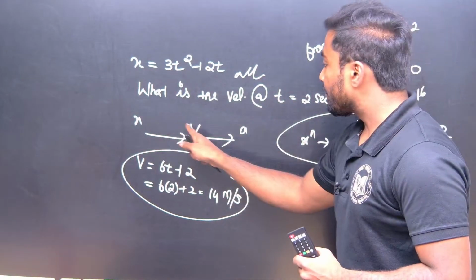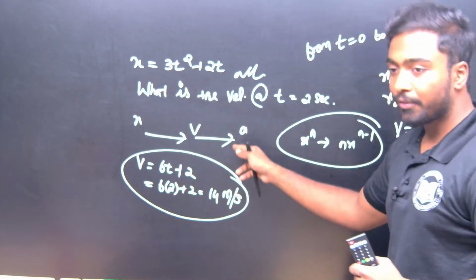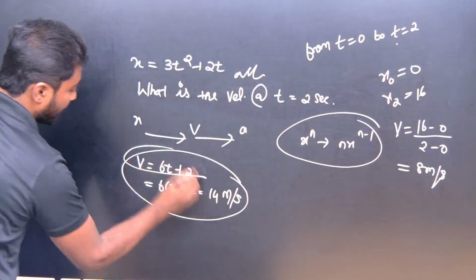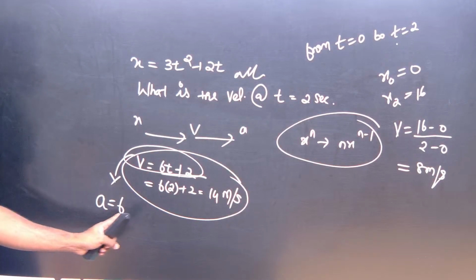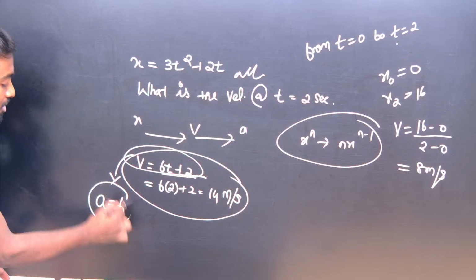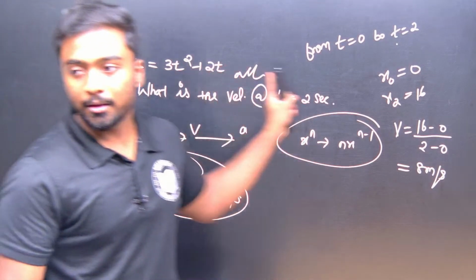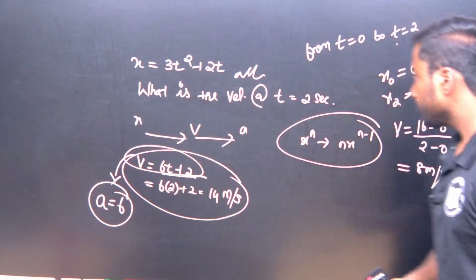First we differentiated and got velocity. Next, if we differentiate again, we will get acceleration. The differentiation in this case will be equal to 6, and there is no t, so no need to substitute any value. So acceleration is constant: 6 meter per second square is the acceleration for the given question at that time.